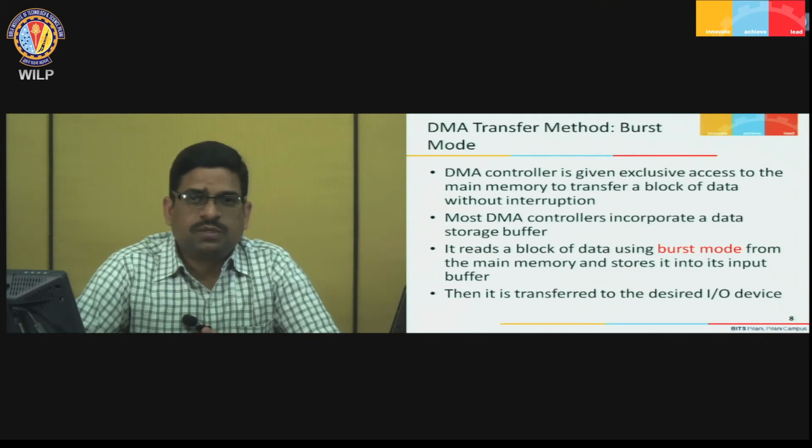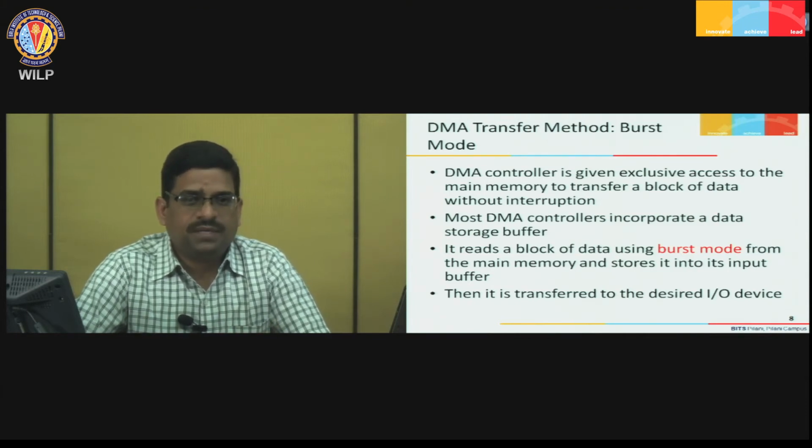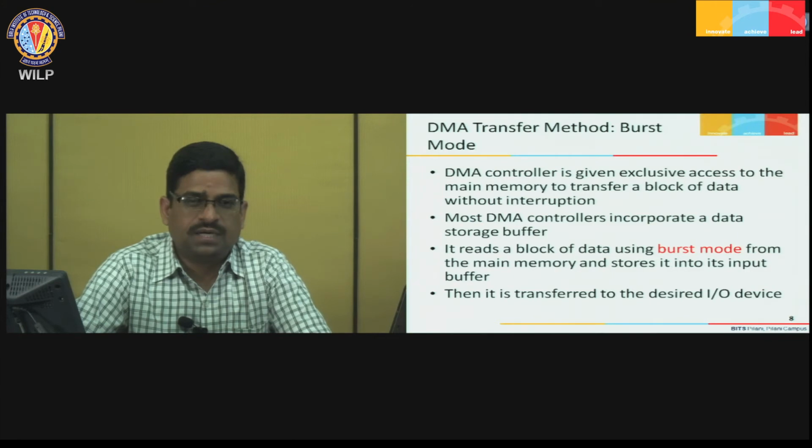Another mode is the burst mode. In the burst mode, the DMA controller is given exclusive access to the main memory. Exclusive access to the main memory means giving the control of the buses or system bus to transfer a block of data without any interruption. The complete block will be transferred, and only then can the processor take the buses or use the bus for any memory transfer.